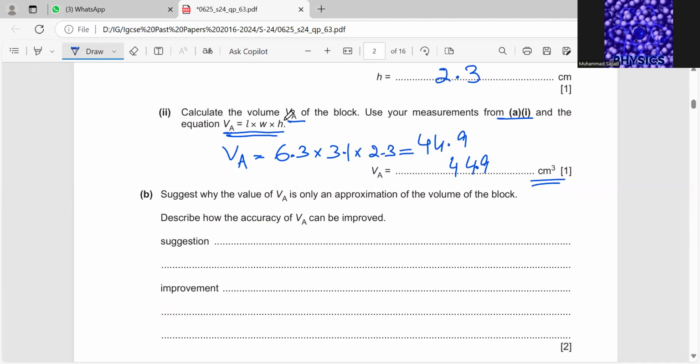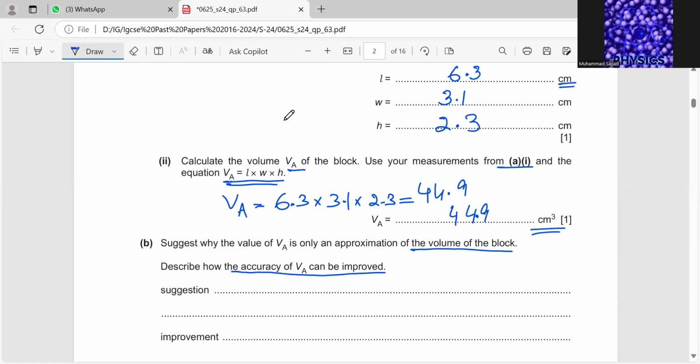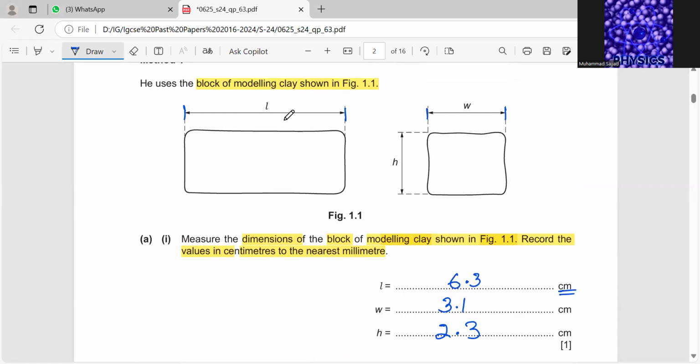Next. Suggest why the value of VA is only an approximation of the volume of the block. Describe how the accuracy of VA can be improved. Why is this only an approximation? You can check, especially the length, width, and height. All these values are not regular. Curved sides are there, even curved corners are there. So in very simple words, what can we do?